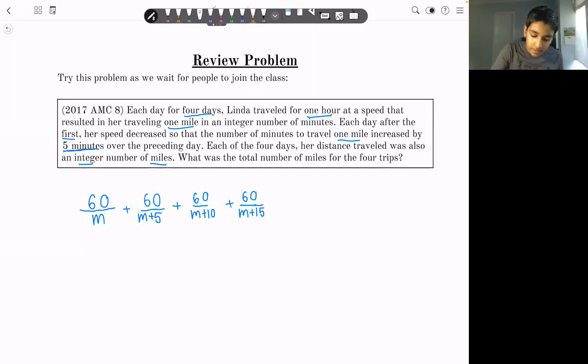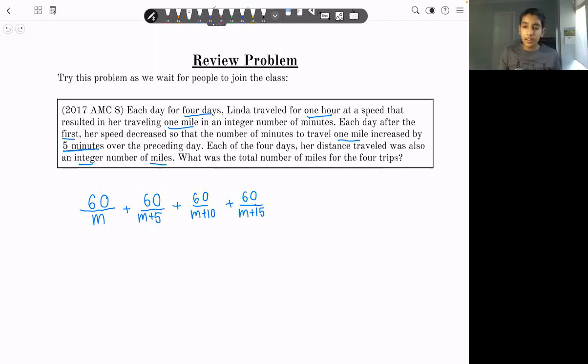And we're given that the number of miles each day is an integer. So basically, we're given that all these values are going to be integers, because the problem says she travels an integer number of miles every day. So basically, she's decreasing her speed, and that's causing her to take 5 more minutes every single day. So now, let's try to find what values could be possible for m plus 5, m plus 10, etc.